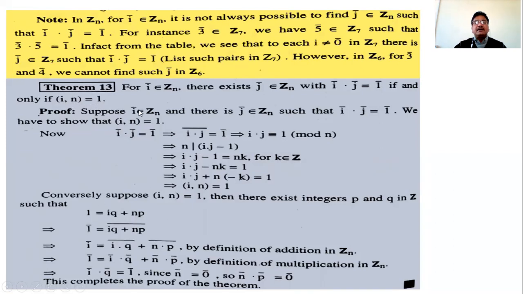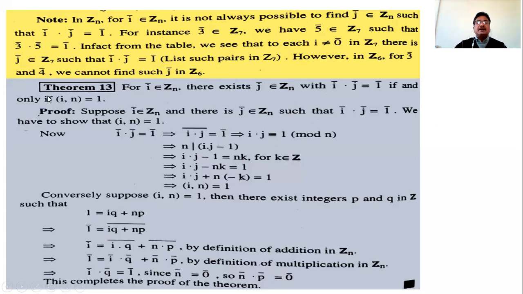Now in the second part, assume that the greatest common divisor of I and n is 1, and prove that for I bar there exists some J bar, that is, the inverse of I bar exists. What we have to show in the second part: we assume that the greatest common divisor of I and n is 1. And what we have to show? We have to show for I bar in Zn there exists some J bar in Zn such that I bar into J bar is 1 bar. Or what do we have to show? We have to show the inverse of I bar exists in Zn.